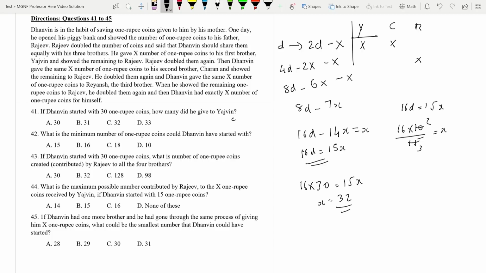Next one would be 15. 16 into 15 divided by 15. Alright, so this is the answer. 15 is the minimum number of 1 rupee coins. Option A. Question number 43.